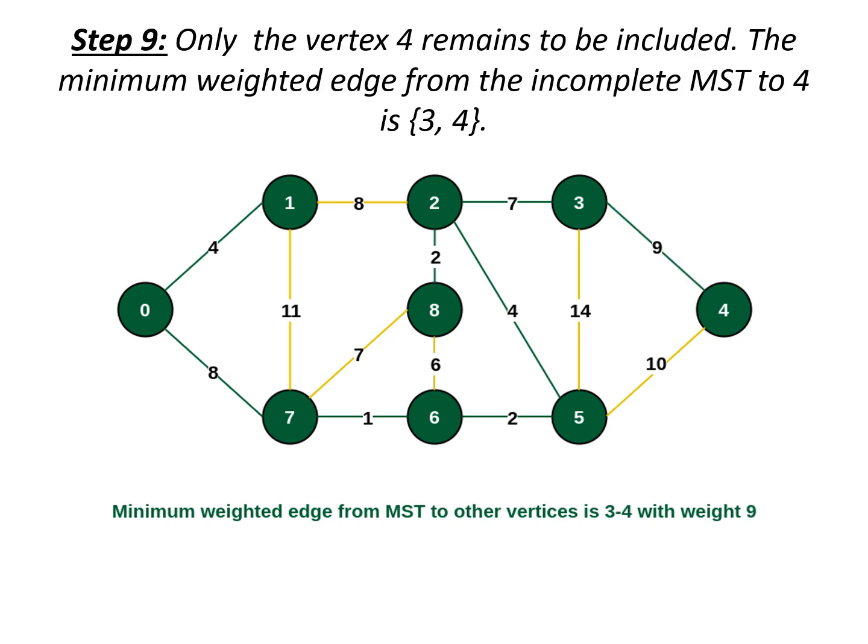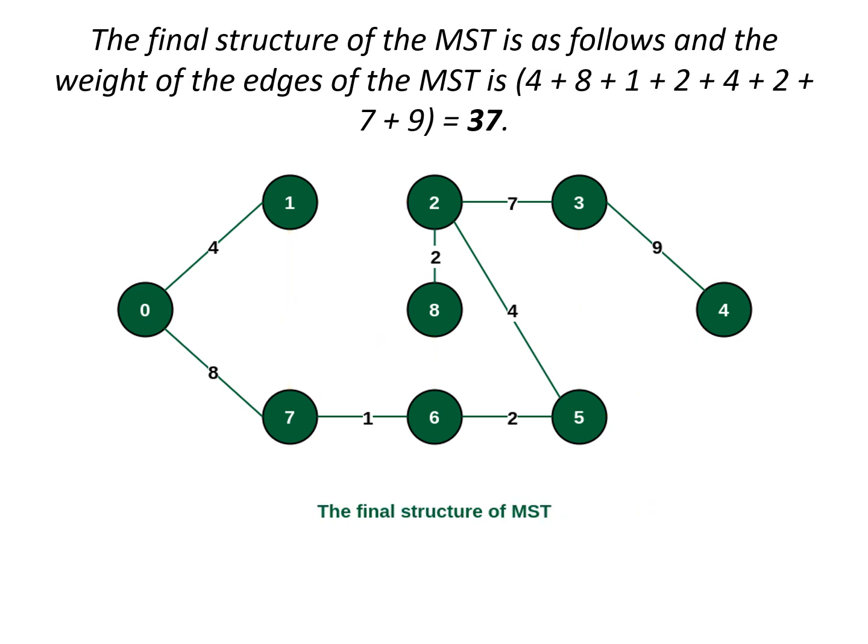Finally, the vertex 4 remains to be included. For the minimum weight edge, we have to check 3,4 as 9 and 5,4 as 10. So we select 3,4 as the minimum spanning tree node to connect.